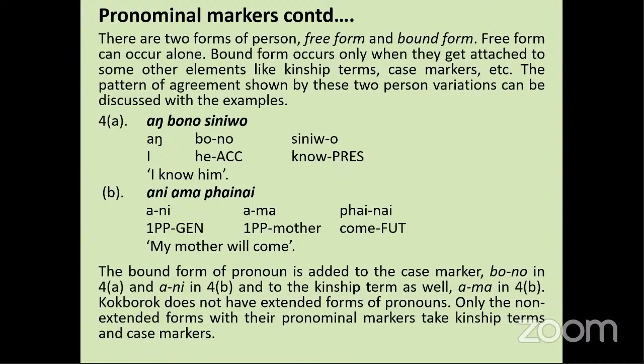And in the second case, ani ama finai. Ani ama finai, the first person pronominal marker a takes the genitive marker ni. And this very pronominal marker, first person pronominal marker a, is prefixed to the kinship term ma, ama. Another very interesting feature of person is that Kokborok doesn't have extended forms of pronoun. Only the non-extended forms with their pronominal markers take kinship terms and case markers.